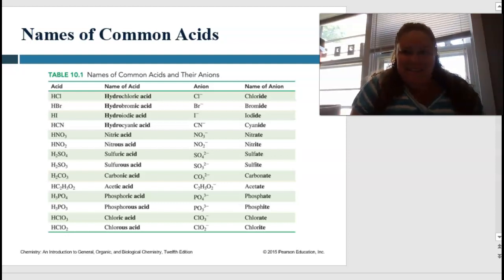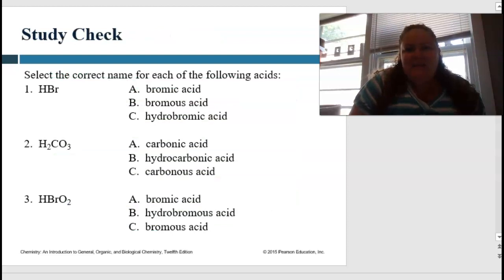So let's do a study check, your favorite. Select the correct name for each of the following acids. Pause me and come back.